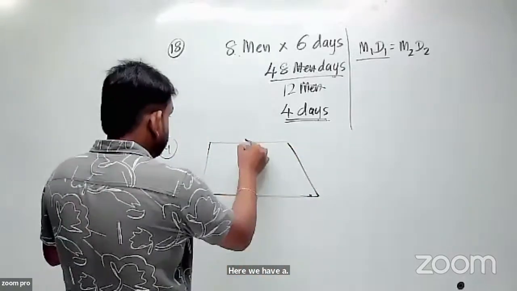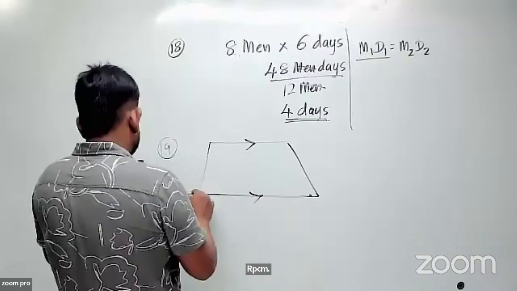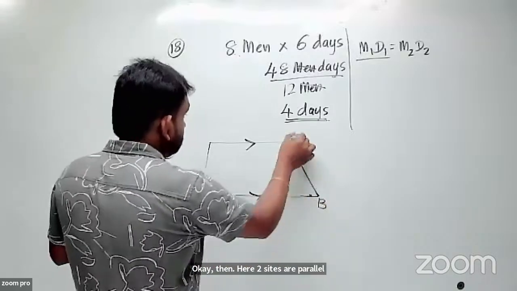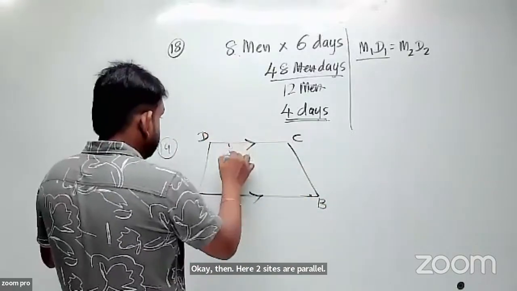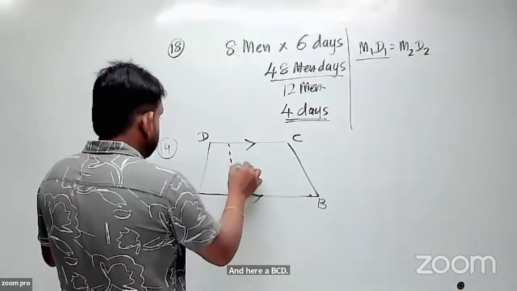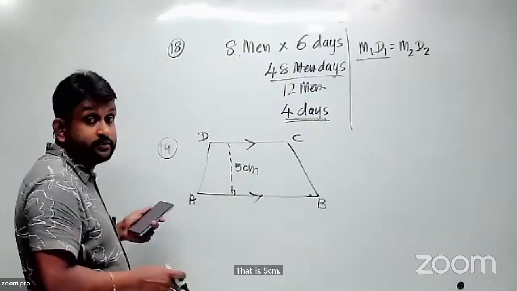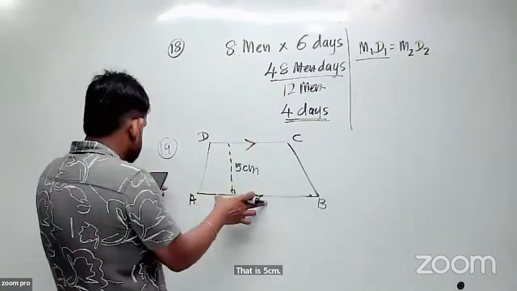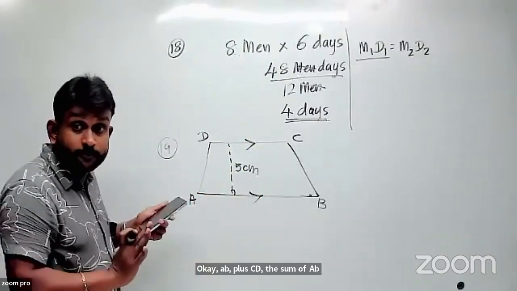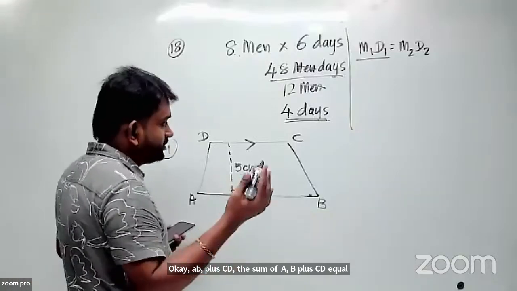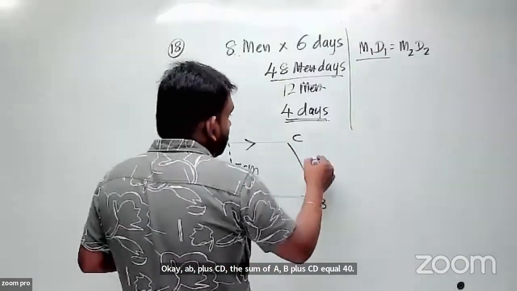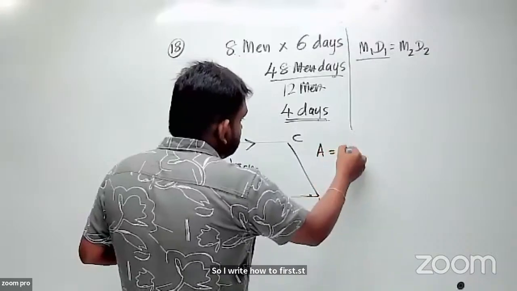Okay. Then here two sides are parallel, and here A, B, C, D. The perpendicular distance between these two parallel lines is 5 centimeters. AB plus CD, the sum of AB plus CD, equals 40 centimeters. So I will write how to find the area of the trapezium.